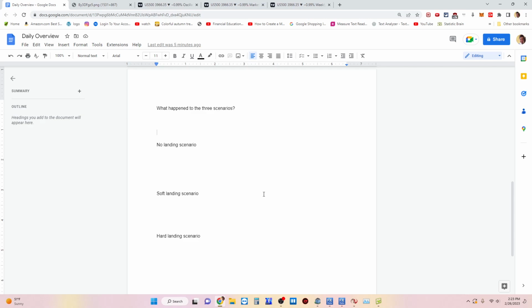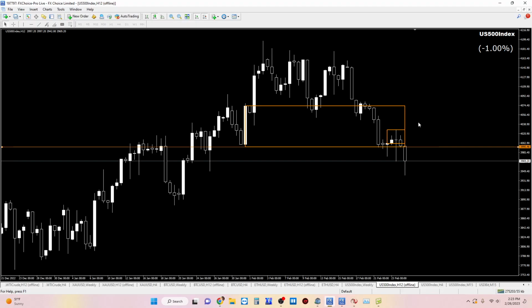So, no landing scenario. No landing scenario would be if we were to break this bullish order block. So bearish order block. The bullish one is at support at the lows here, and this bearish one is at resistance at the highs. It's a little hard to discern if you're not used to this, but the smaller one is the bearish order block. Because we broke the bullish one, there's a higher probability that the reversal is going to continue.